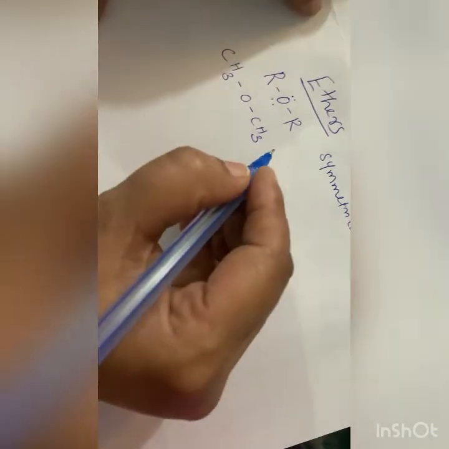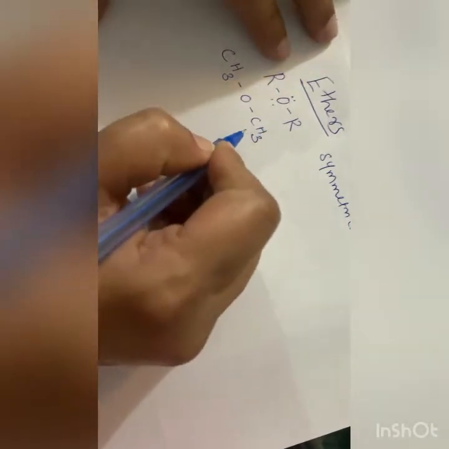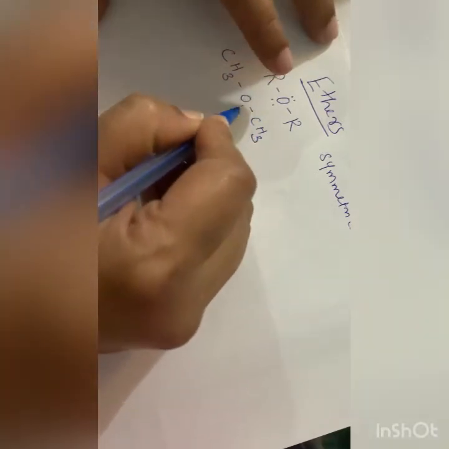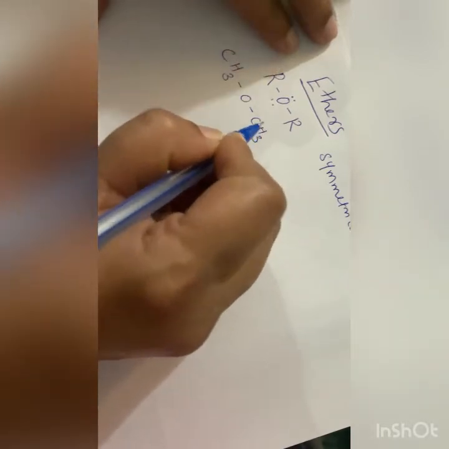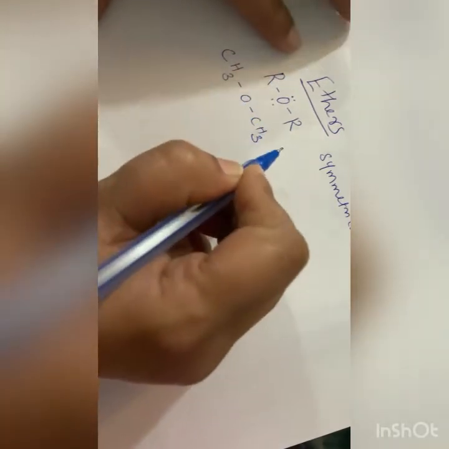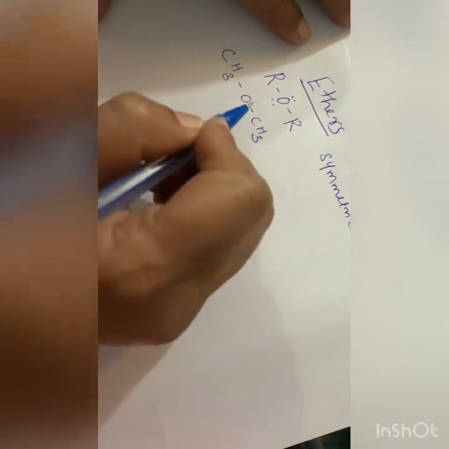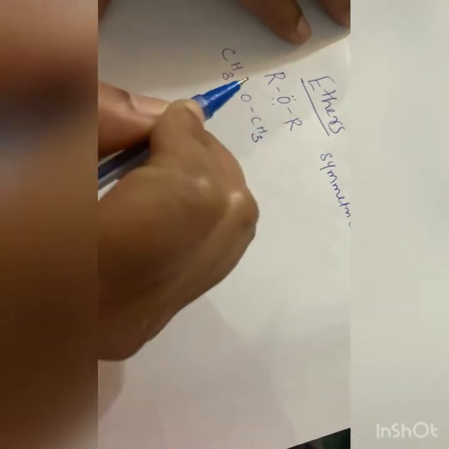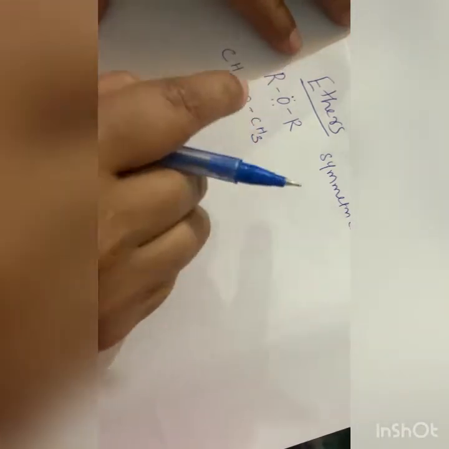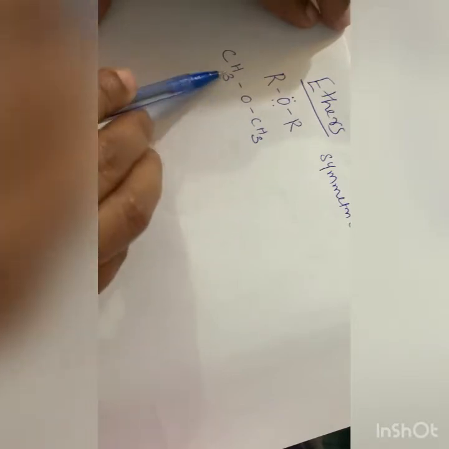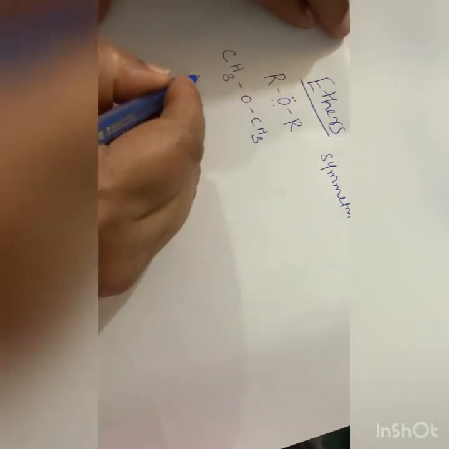So what is the IUPAC name of this? This is which group? Methyl group. Methyl group with oxygen is known as methoxy. If it is an ethyl group, then it is ethoxy. If it is a propyl group, then it is propoxy. Like that we will take. Always when you are taking the oxy group, the small group forms the oxy group. But here both the groups are similar.